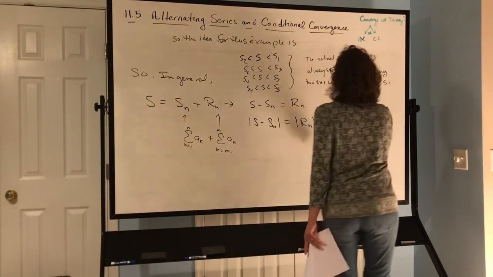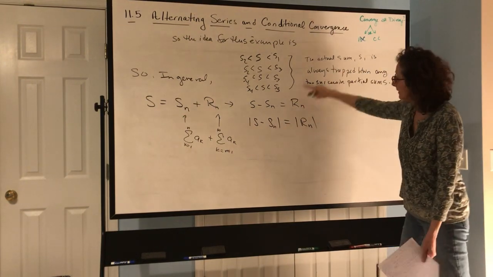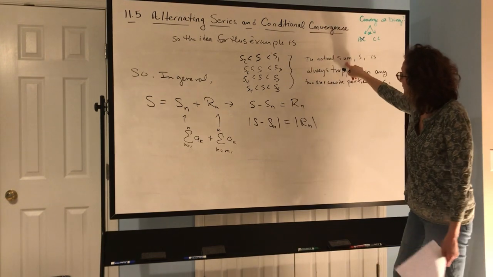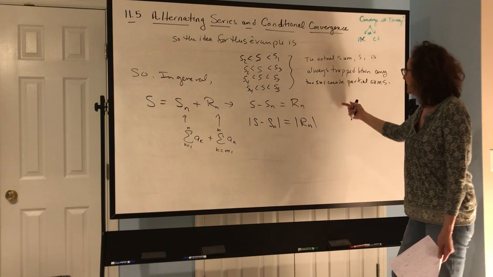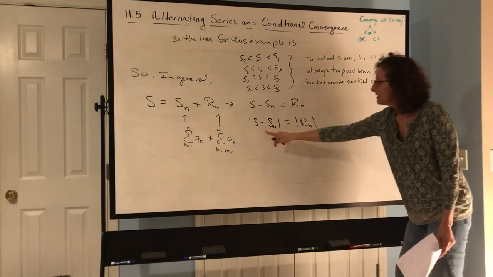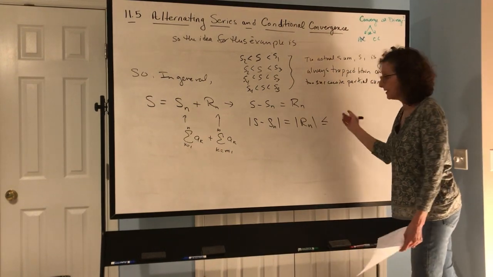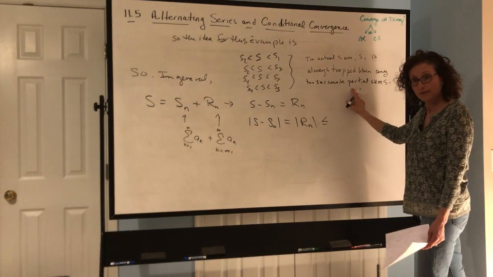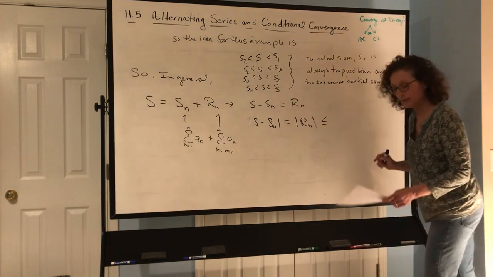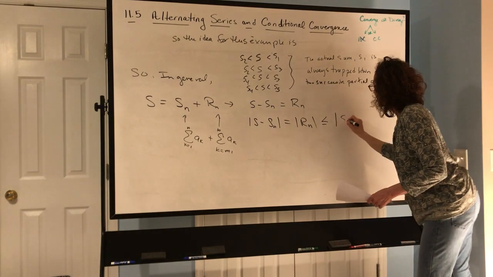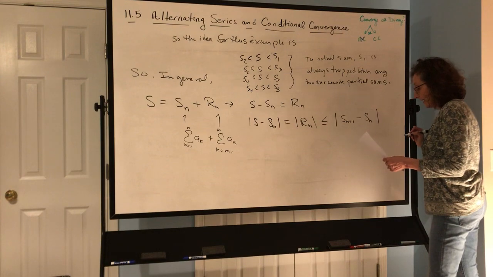And what did we just say? Well, since S always lies between any two successive partial sums, the distance between S and another partial sum has got to be smaller than the distance between the two successive partial sums, right? The distance between that one and that one is smaller than the full distance between any two. And so we'll say that's smaller than S sub n plus 1 minus S sub n, okay?